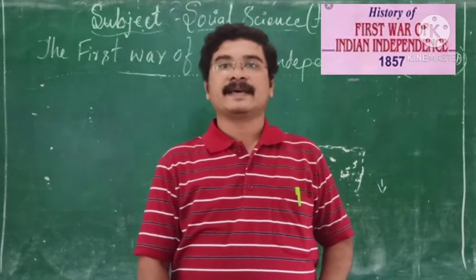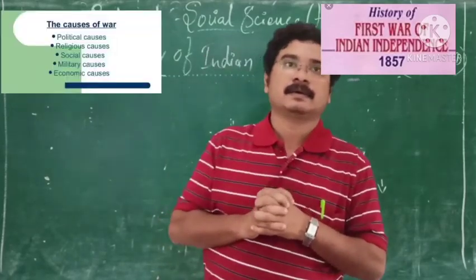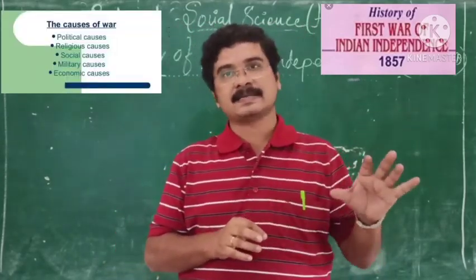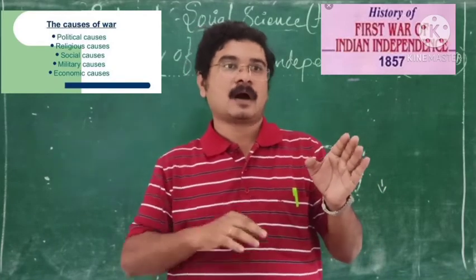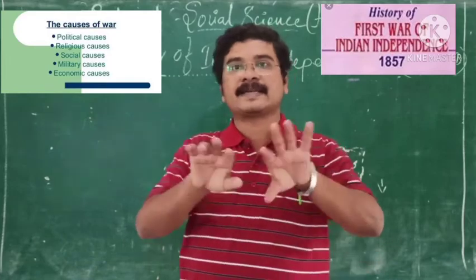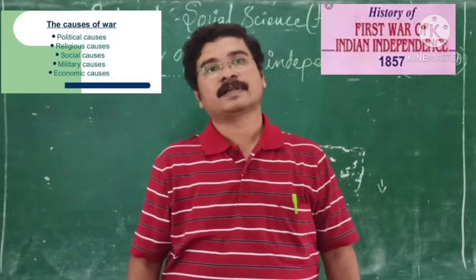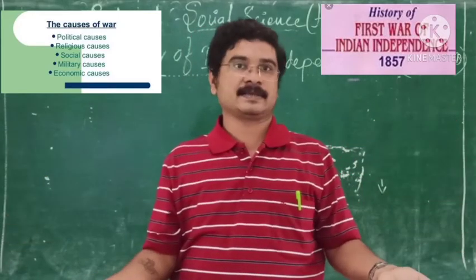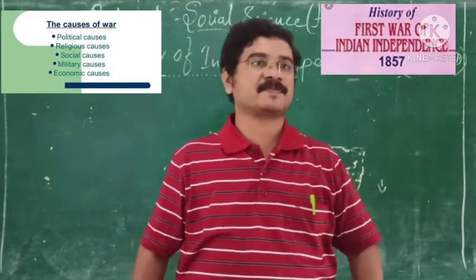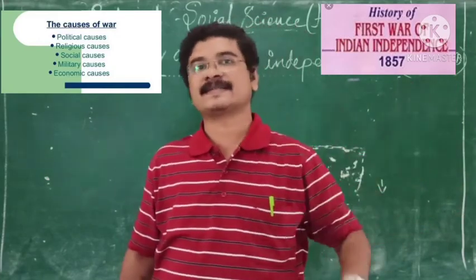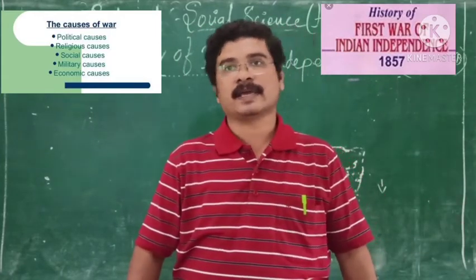In the previous classes, we learned how the British extended their rule in India with the implementation of their different rules. They are the subsidiary acts, the doctrine of lapse, tax systems, and many education policies.